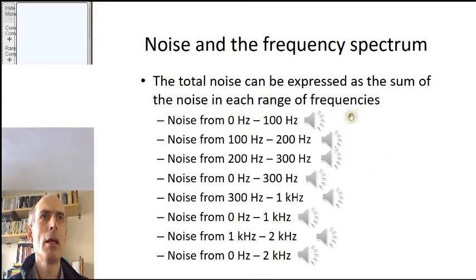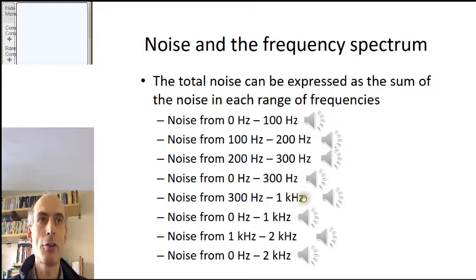For example, if I take this noise here, that's the noise between 0 Hertz and 100 Hertz, and add this noise, that's the noise between 100 and 200 Hertz, and this noise here, that's the noise between 200 and 300 Hertz. If I take those three noises and add them together, then the result sounds like this. The total noise between 0 and 300 Hertz.